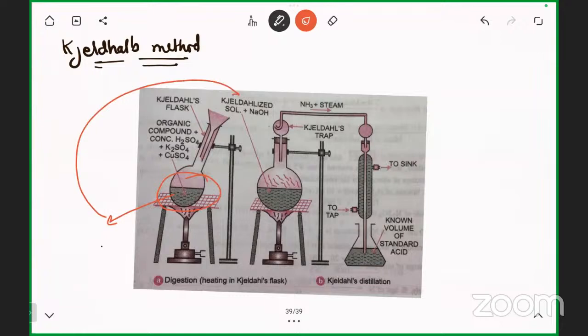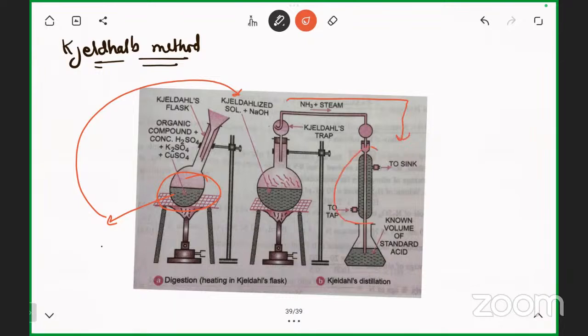Now the extract formed here is known as the Kjeldahl-ized solution. This solution is then added with NaOH, and when it reacts with the NaOH, it will form ammonia along with the water steam, or you can say simply steam. Now this ammonia will go further along with this steam to the condenser.